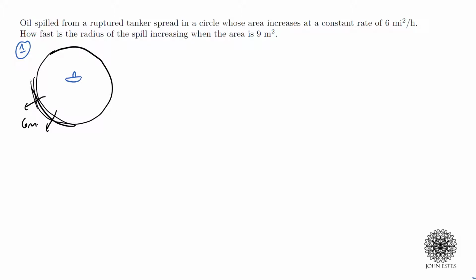Alright, so sometimes we have a hard time getting started with this, so as I said, the first step of this process, one, is just simply drawing a picture. And so here I have a tanker. The boat doesn't have to be too detailed, and there's an oil spill coming around. And what I know is that the area, so this is kind of denoting that change in area here, is spreading out at 6 miles squared an hour. I also know that the area at a specific moment in time is 9 miles squared, at a given moment.